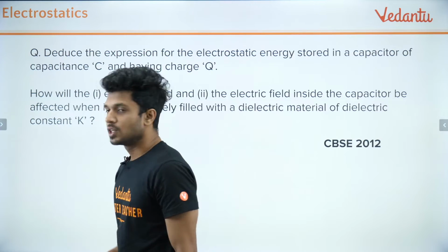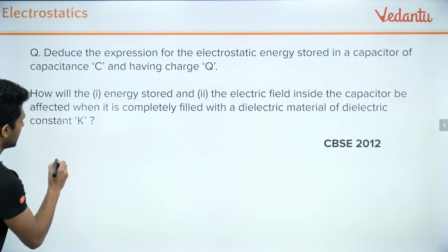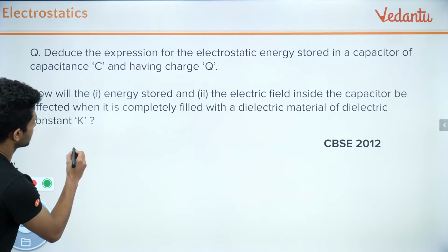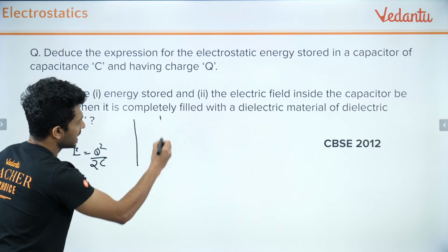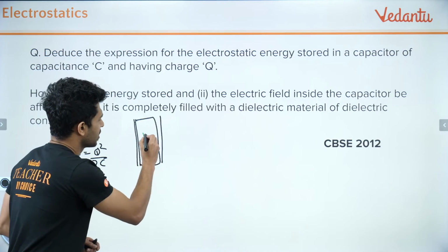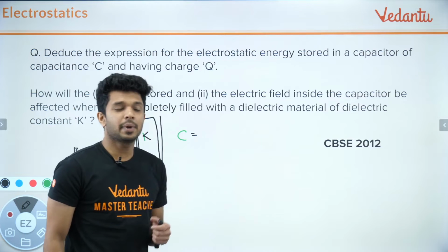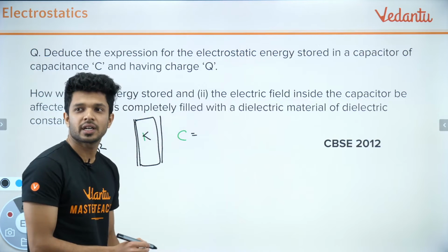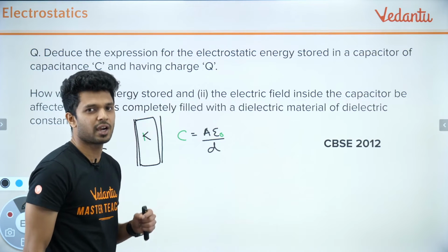So let me clear this. First we'll talk about energy. Energy equation we have already seen. What was the equation? Energy is equal to Q square divided by 2C. So when the capacitor plate is filled with some material of dielectric constant K, we have to see the change in C. So what is the formula for the capacitance of a parallel plate capacitor? That is equal to A epsilon 0 divided by D. This is the formula for capacitance.